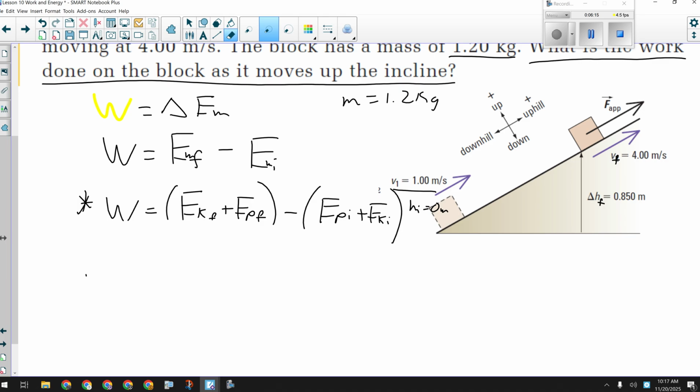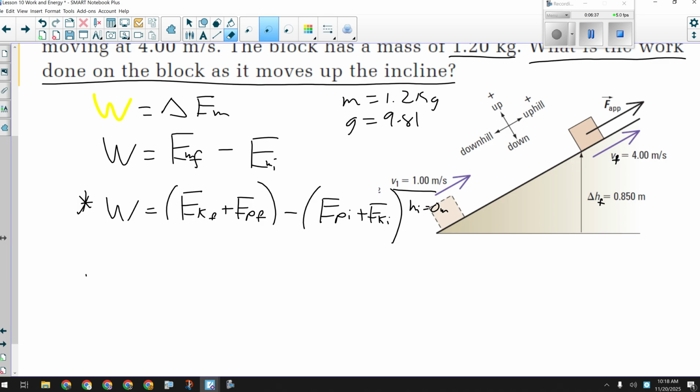Okay, and can I assume that this is on Earth? Okay, so what's G? 9.81. Okay, so looks to me like I've probably got enough information to calculate initial kinetic energy, initial potential energy. What's the initial potential energy in this situation? 0. It's at the bottom of the ramp.